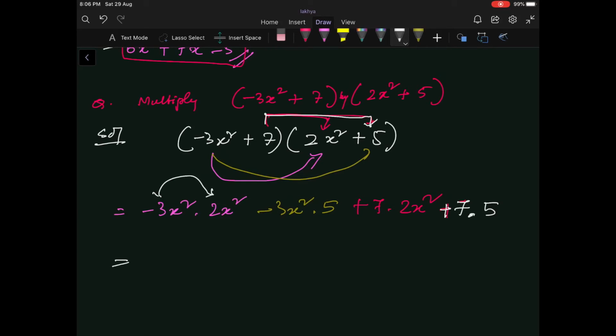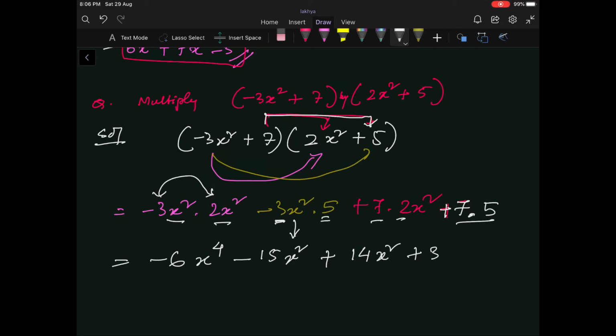Minus 3 into 2, that's going to be minus 6. x square into x square, x to the power 2 plus 2, that's 4. There is a minus sign here, and here is no sign, which means 5 is positive. So negative times positive is negative. Minus 3 times 5 is 15, then write the x square here. Now here is plus, so put the plus here. Then 7 times 2 is 14 x square, and 7 times 5 is 35.